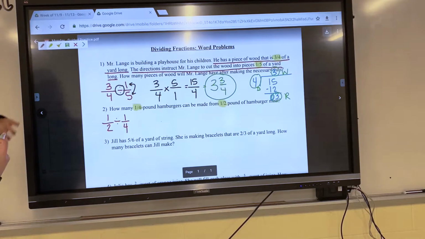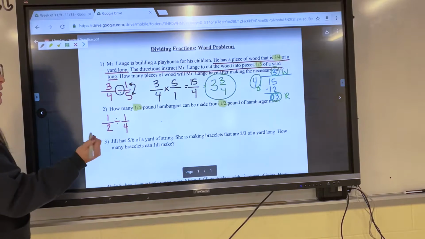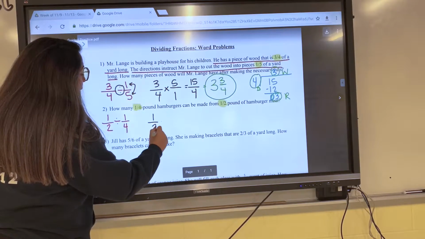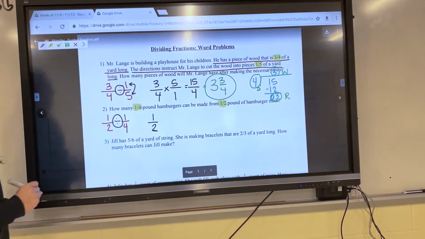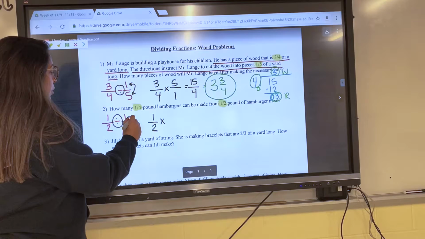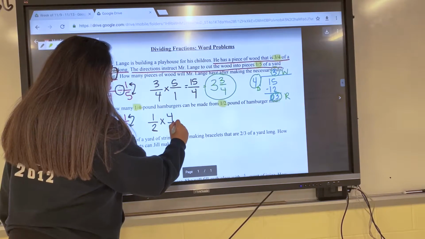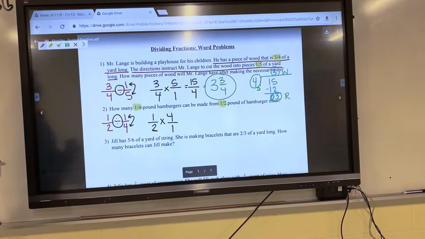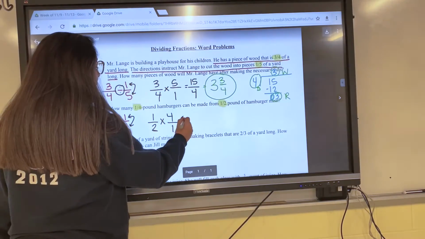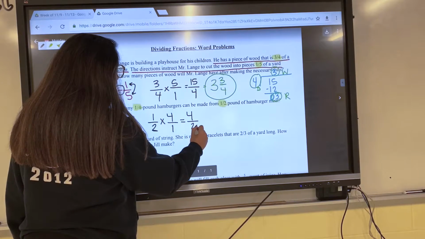So now that I've set up my problem, I'm going to divide. Remember, our first number always stays the same. So I'm going to rewrite this just with 1/2. Change my division to multiplication, and then find the reciprocal of 1/4, which will be 4/1. And then I just multiply. 1 times 4 is 4. 2 times 1 is 2.